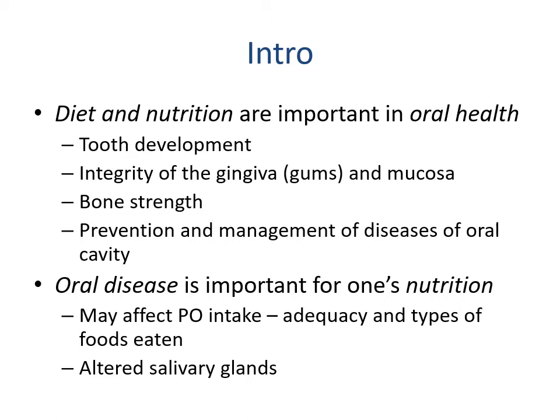And so oral disease is important for one's nutrition, as again it can affect PO intake, including adequacy and the types of food eaten. And again, the other big thing, so I know we've talked about several times during our lectures, is looking at things like head and neck cancer programs. So again, how changes to the salivary glands due to radiation can then affect a patient's intake and nutrition status.